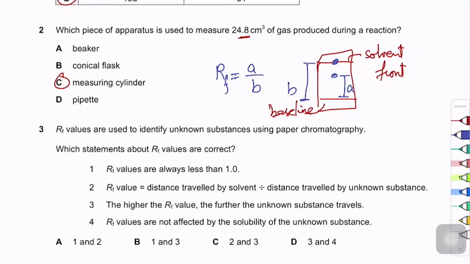RF values are not affected by the solubility. Actually, this is wrong because the whole point of something traveling is because it is being dissolved and it is moving as the solvent travels. So why else would anything move along the paper? It's only moving because there's a solvent that's dissolving it and making it go all the way. So that is why RF value is a measure of how much it's dissolved in or how much forces are between the solvent and this thing. So that's why this statement is right and this statement is right. So yeah, 1 and 3, B is the answer.